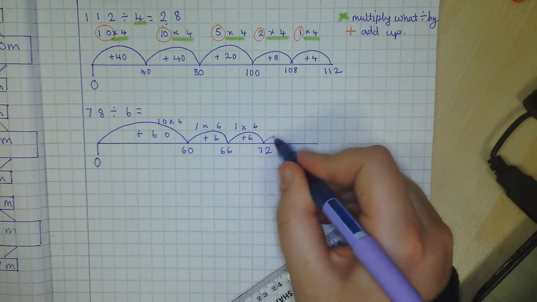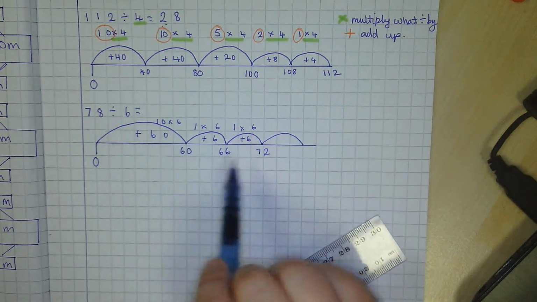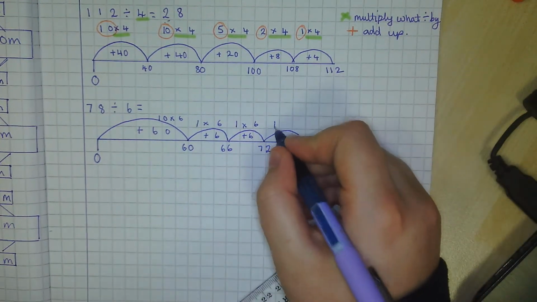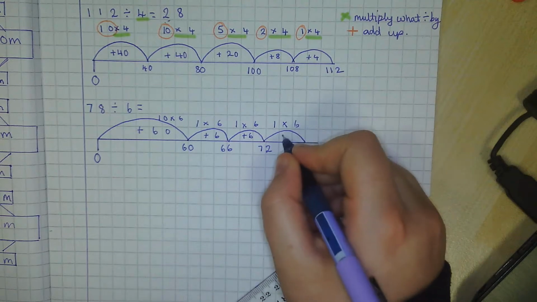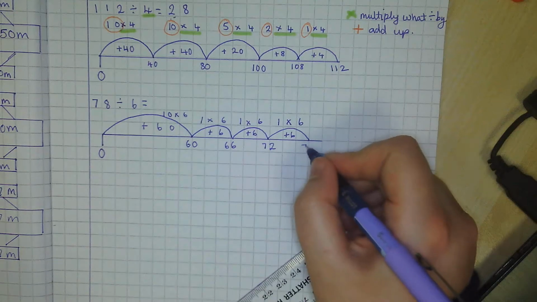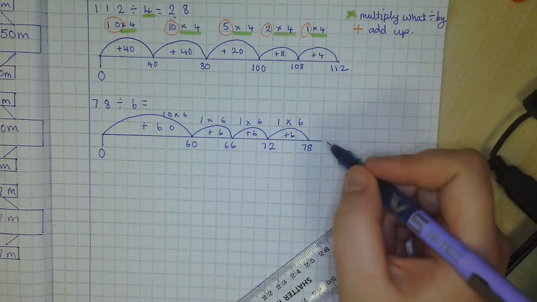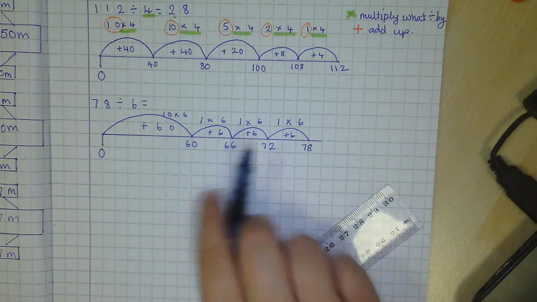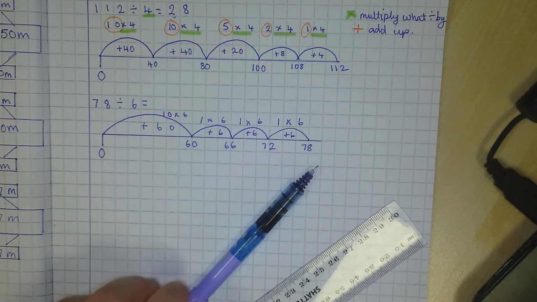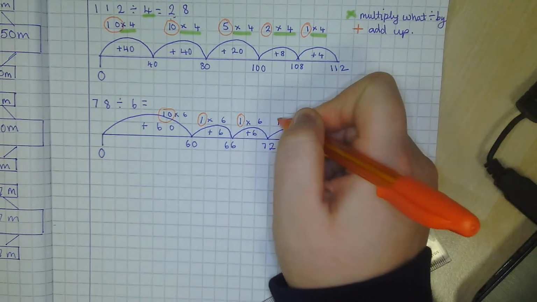And then my final jump, because I know that I haven't got enough room to do any more, because 72 and 78 are very close. So I know if I do my final 1 times 6, that's plus 6, 6 onto 72 is 78. So I have found my final number that I need to jump to. So now I've done that, I need to add up my total number of jumps. So I've got 10, 11, 12, 13.